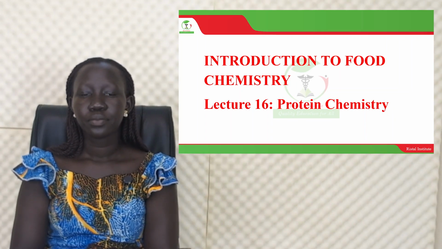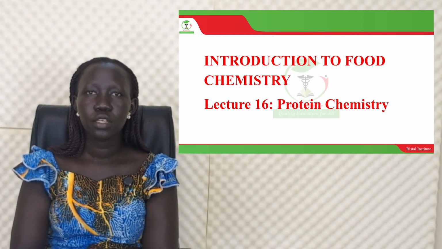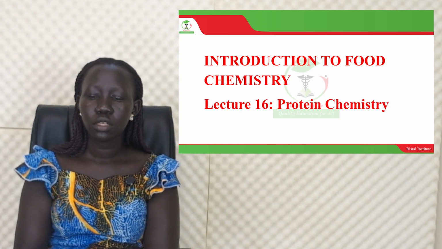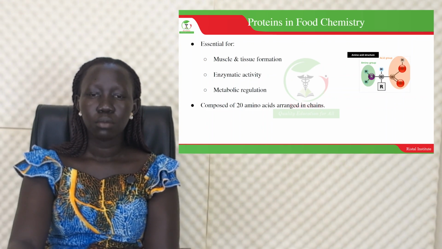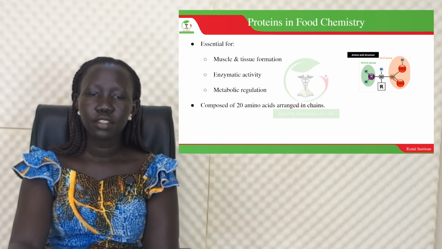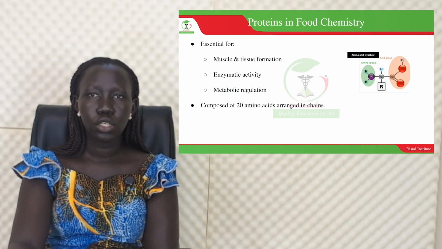Welcome everyone. We are going to lecture 16 of Introduction to Food Chemistry, and in this lecture we want to understand more about protein chemistry and specific concepts that are involved in protein food chemistry. We have noted earlier that proteins are essential for muscle and tissue formation, for enzymatic activity, and also for metabolic regulation. And we again recall that proteins are composed of 20 amino acids arranged in chains.